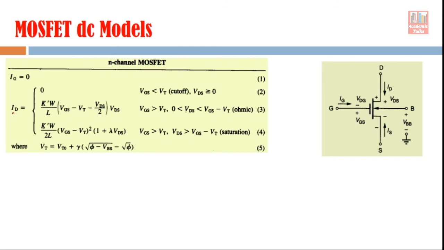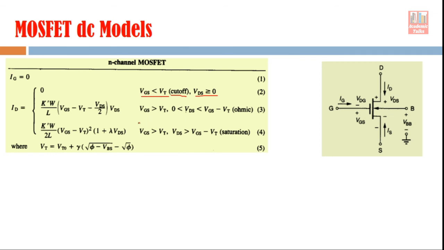Now your drain current can have three values depending on the circumstances. If your gate source voltage VG is less than VT, of course the channel has not formed, so the drain current will be zero. No current is possible in the drain source channel, because channel formation has not occurred, as the gate voltage is less than VT. That portion is known as the cutoff region. Even if your drain source voltages are greater than or equal to 0, whatever you are applying, the drain current will be 0 because channel formation has not occurred, and the reason is that the gate voltage is less than VT.